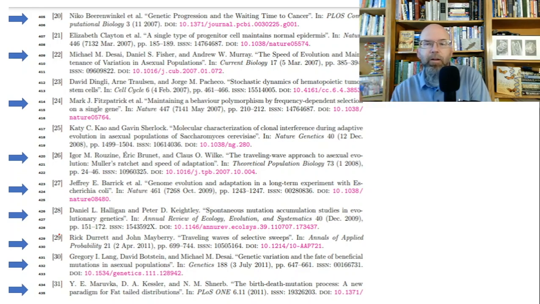The traveling wave approach to asexual evolution, Muller's ratchet and the speed of adaptation. Another theoretical population biology paper. Genome evolution and adaptation and long-term experience with E. coli, right? That has to do with Lenski's material, and he has Avida, which is a program, which Sanford has critiqued and says isn't as good as Mendel's Accountant and all that, right? But there are other programs out there that other people are using.